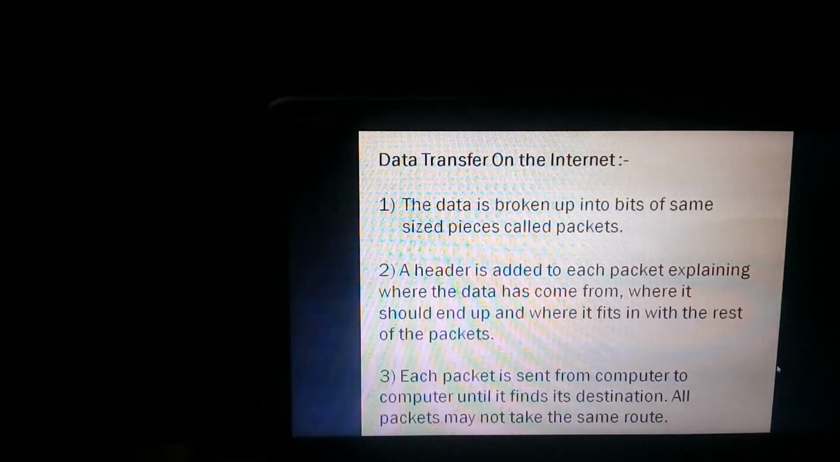The first step is the data is broken up into bits of same sized pieces called packets. Means whatever data is there, that data is broken up into same size pieces, and those pieces are called the packets. For example, for better understanding we will take one sentence as data. That sentence is broken up into same sized words. Those words may be called the packets.